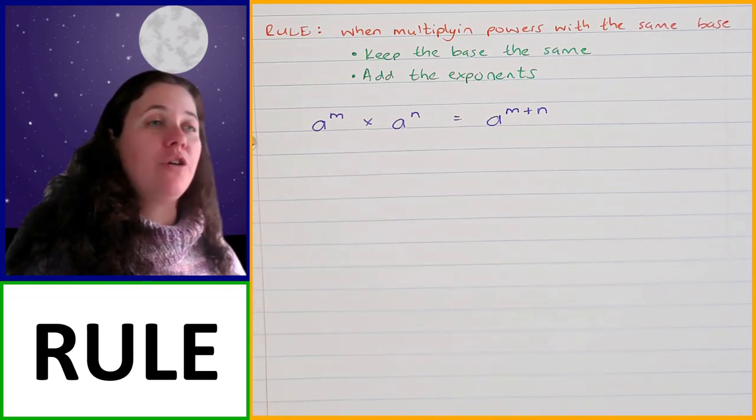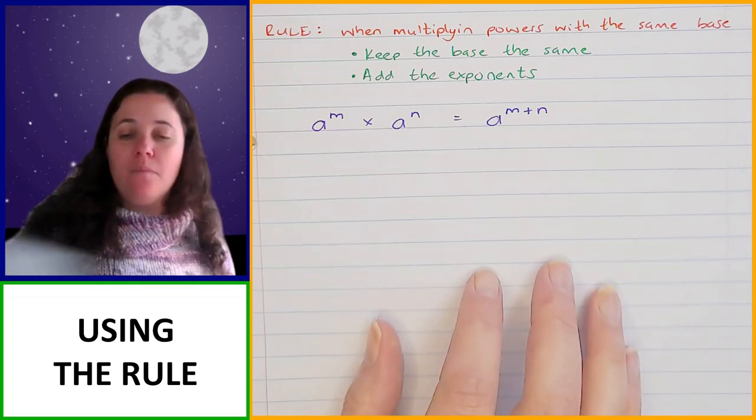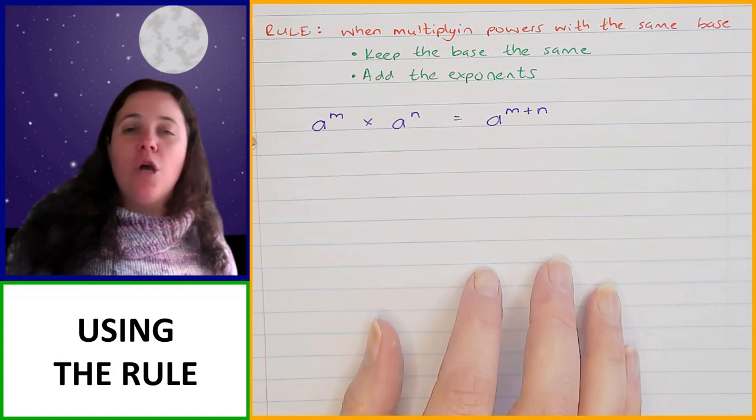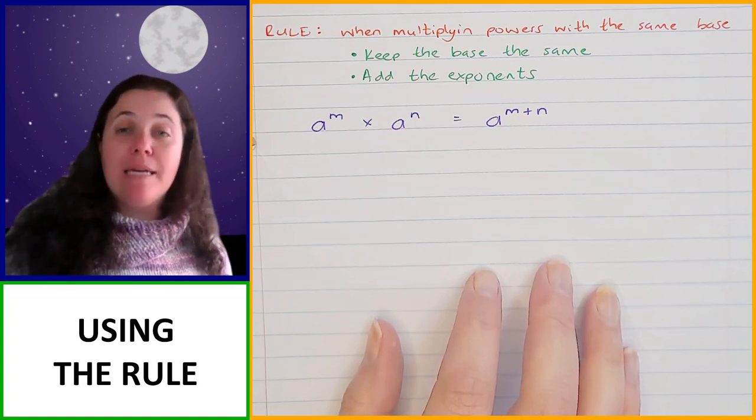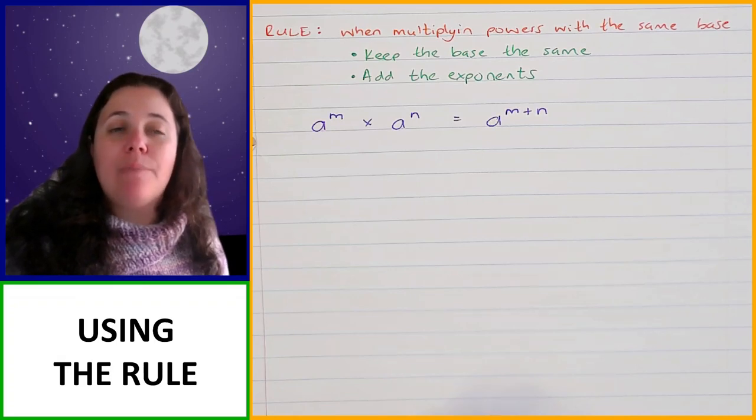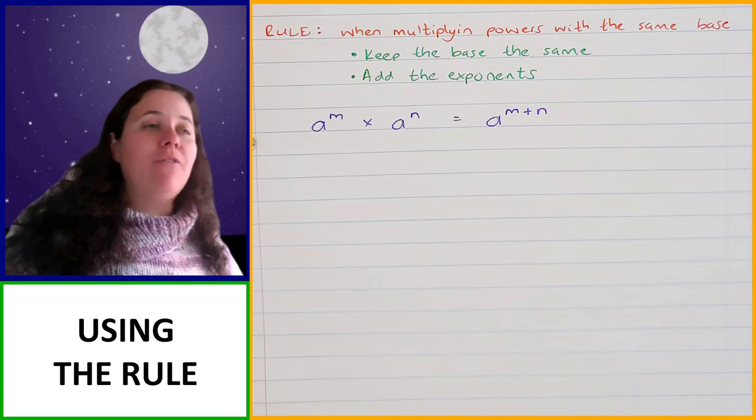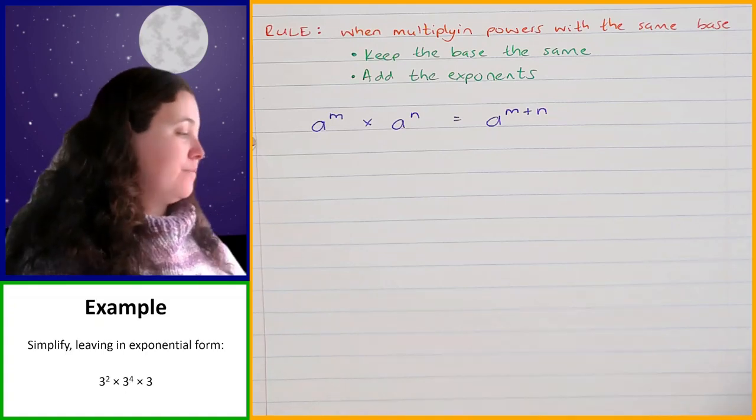Okay, so now we're going to do some examples where we're going to be using the rule. Remember, when we're using the rule, we're going to keep the base the same. If the bases are the same and we're multiplying powers together that have the same base, we keep the base the same and we add the exponents. So let's have a look at our first example.